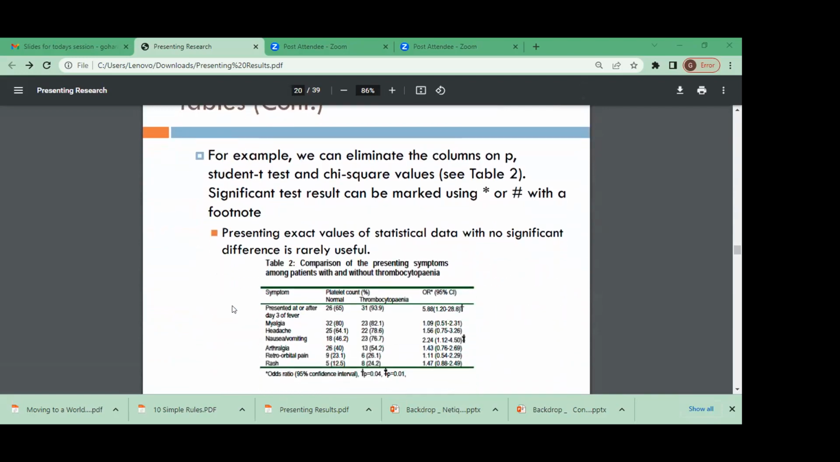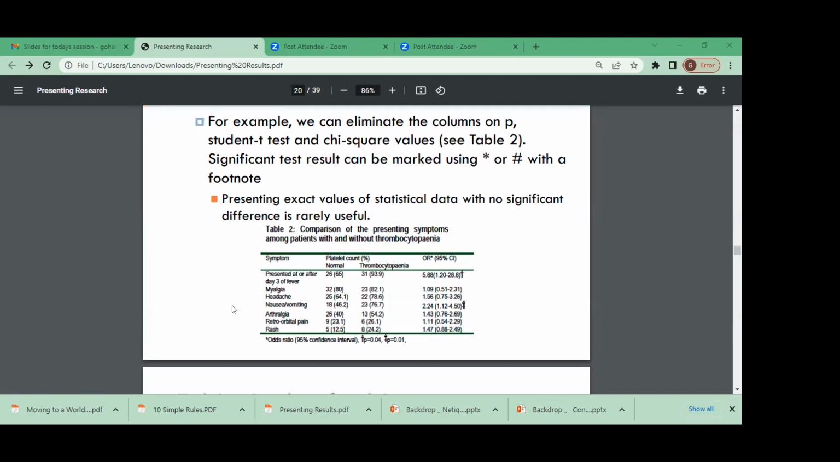So for example, we can eliminate the columns on P values in the table when you perform a student t-test or the chi-square values. So look at Table 2, where you are given just the odds ratios, and there are these asterisk signs, these symbols next to it, which show that the odds ratios with 95% confidence intervals are given, and so their p-values are given. So keep one thing in mind while reporting statistical results: either you report the confidence interval or you report the p-value.